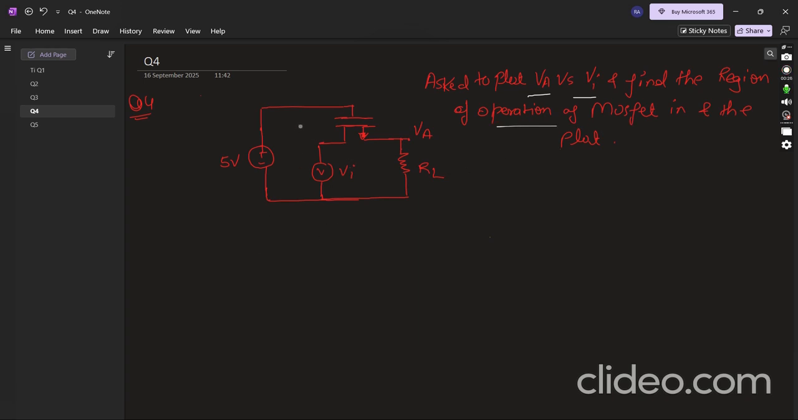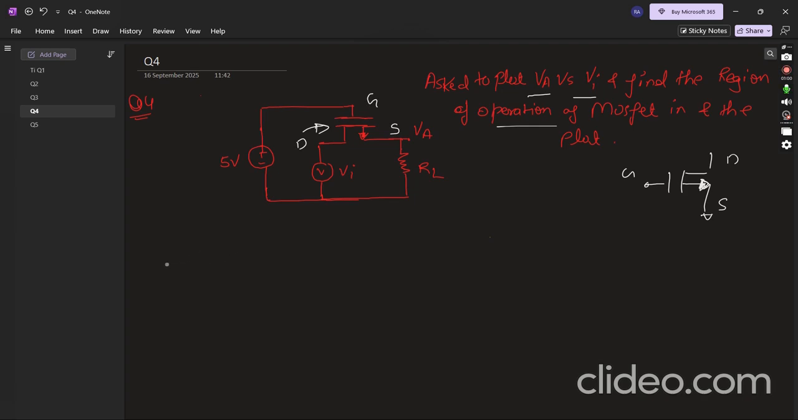So first of all, we have to find out what type of MOSFET this is, and we can say this easily, it's an NMOS. NMOS has this symbol. This is the gate, the lowest potential one is the source, and the highest potential one is the drain. So this one is source, this one is drain, and this one is gate.